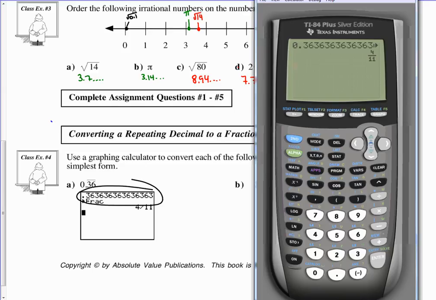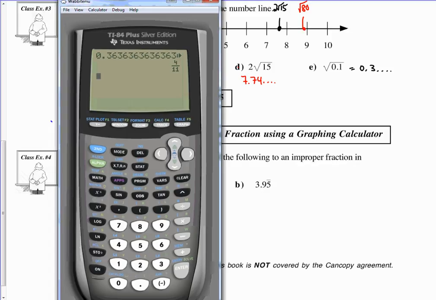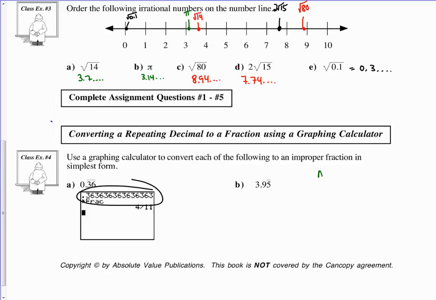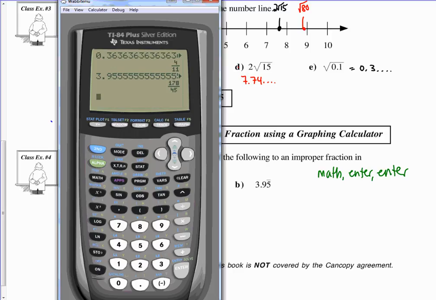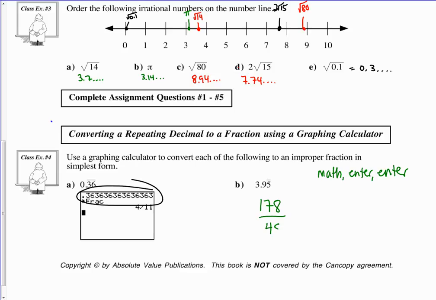Okay, let's try the next one. 3.95 repeating. Would I type 95 or 95555? Good, just the 5 is repeating. So we're going to type that a whole bunch of times. That's probably enough. Then math, enter, enter. Did you all get the same thing? 178 over 45.